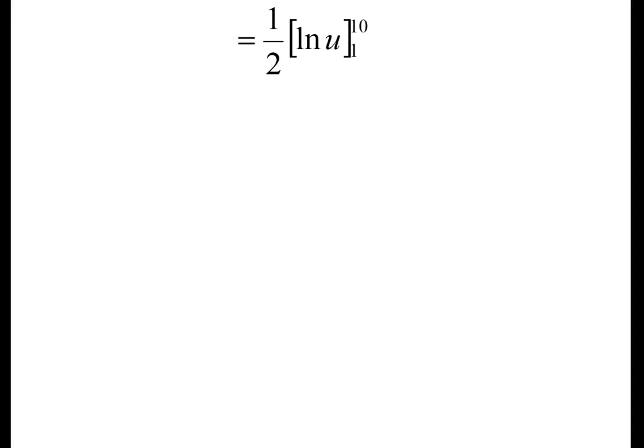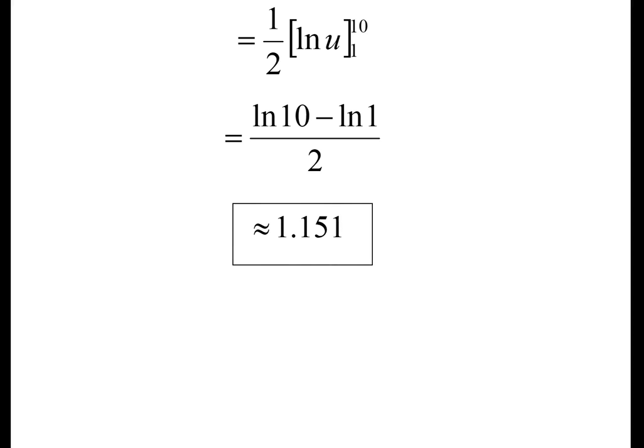So that gives me natural log of u times 1/2 on the interval from 1 to 10, because we changed the limits of integration. So we've got natural log of 10 minus natural log of 1. Natural log of 1 is 0. Put this in the calculator, we get 1.151.